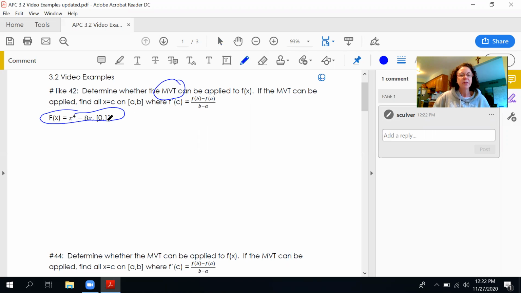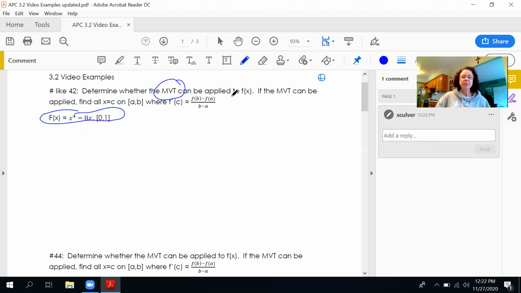In the book, it's a different interval. I picked 0 to 1. If the mean value theorem can be applied, and we see that it can, then there is guaranteed to be some x on the interval from 0 to 1 where the derivative equals the average rate of change.